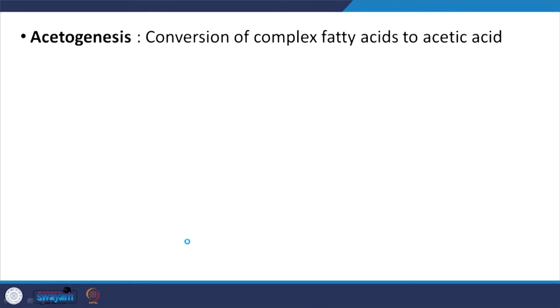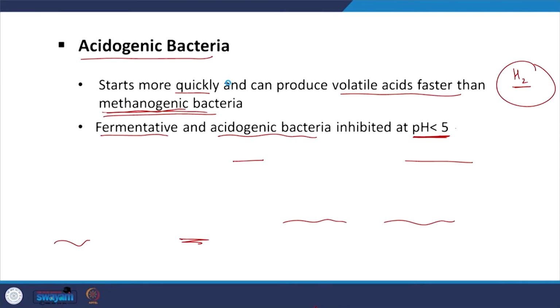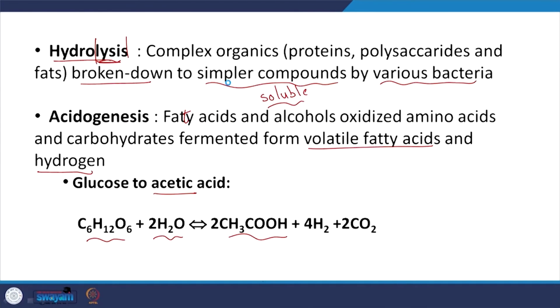And acetogenesis, conversion of these intermediate fatty acids or the complex fatty acids to acetic acid, that is why it is acetogenesis. So, let us look at some of the relevant steps. Earlier I had a breakdown of a complex compound during acidogenesis into propionic acid, let us say, or did I have it directly to acetic acid here? Okay, I had it directly to acetic acid, that is fine.